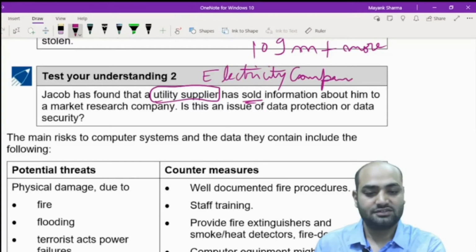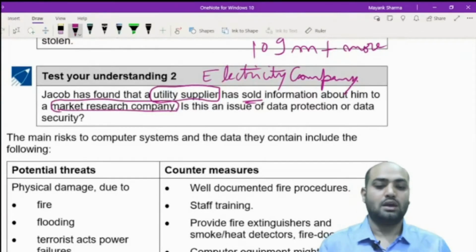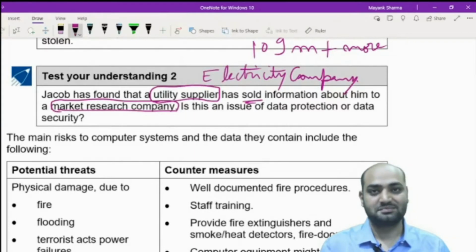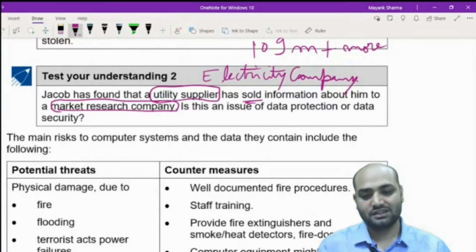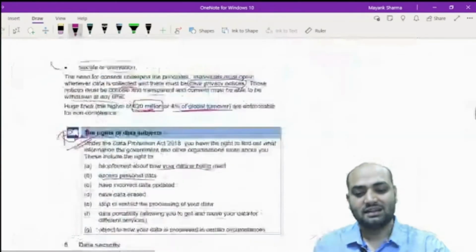So the electricity company has sold the user data to a market research company. Is this an issue of data protection and data security? It should be, because maybe it's for some unauthorized use. But with the look of it, we cannot say that it is for some unauthorized use or there is any loss or manipulation.